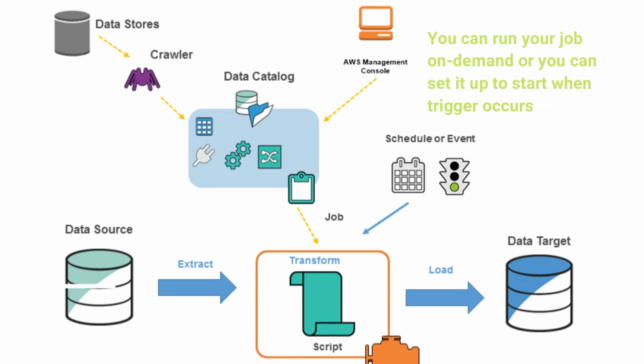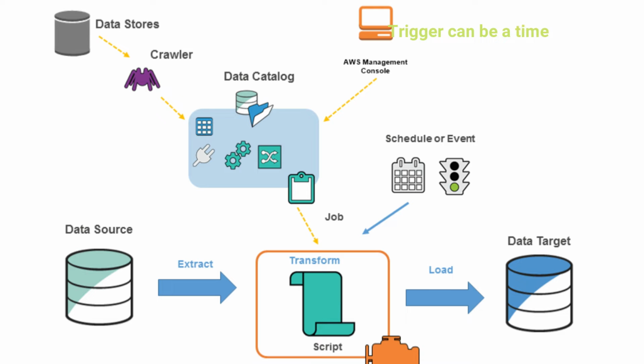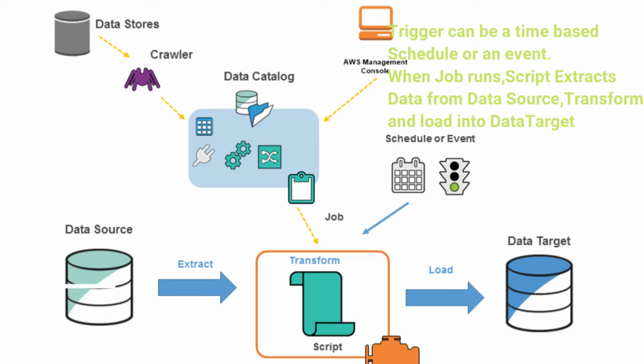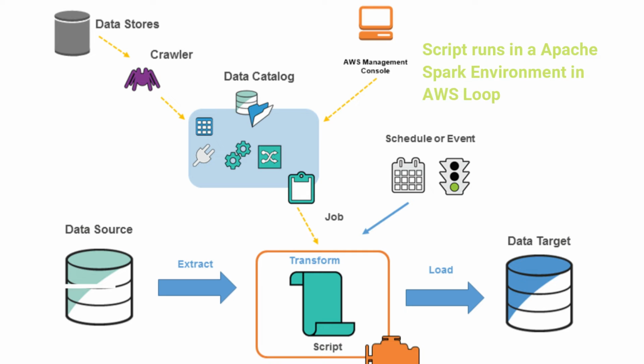You can run your job on demand, or you can set it up to start when a trigger occurs. A trigger can be a time-based schedule or an event. When the job runs, the script extracts data from the data source, transforms and loads it into the data target. The script runs in an Apache Spark environment in AWS Glue.